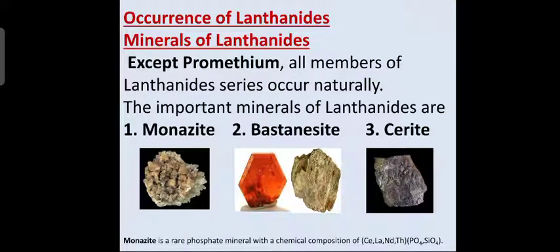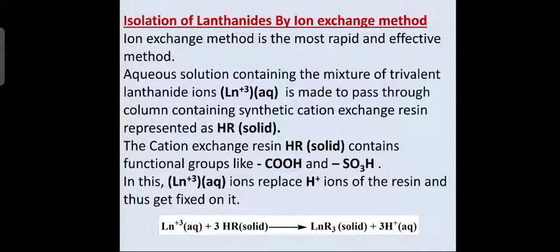Except promethium, all members of lanthanides occur naturally. The important minerals of lanthanides are monazite, whose structure you can see, and then bastnasite, and then cerite. So these are the three important minerals of lanthanides: monazite, bastnasite, and cerite. We shall move to the next slide.